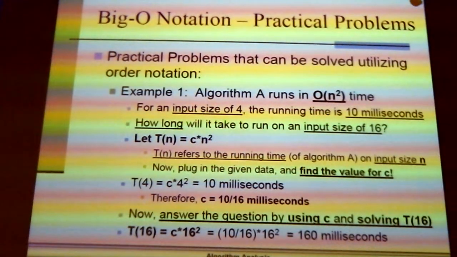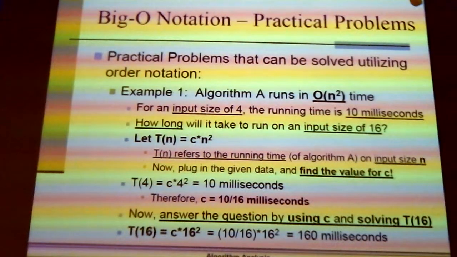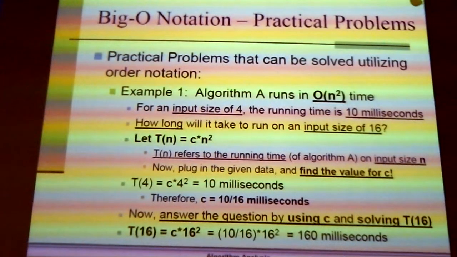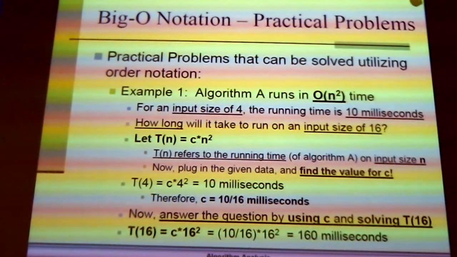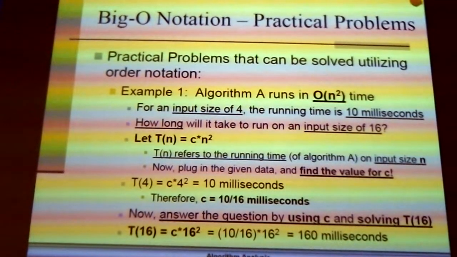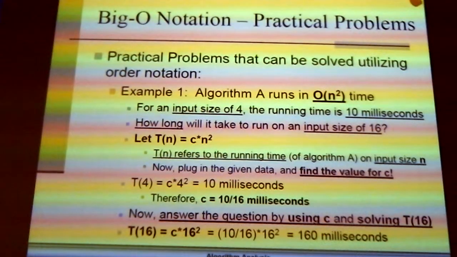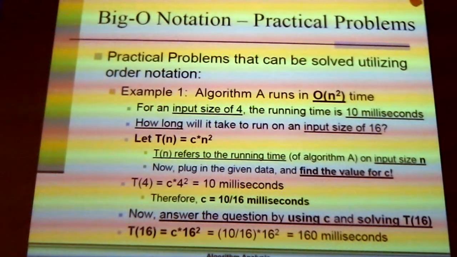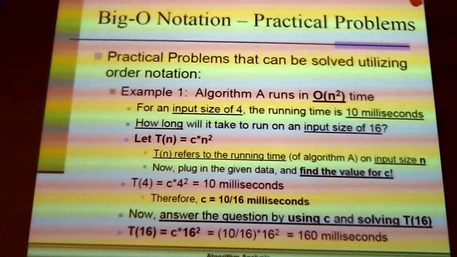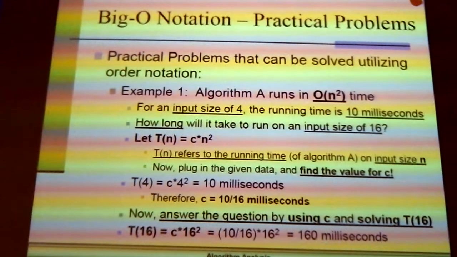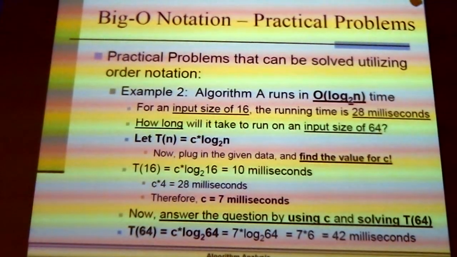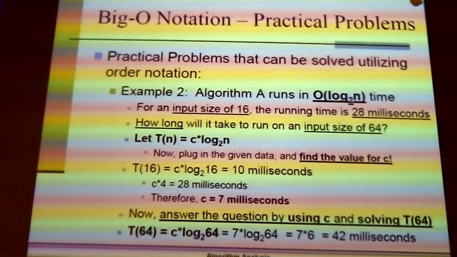And so now, how do we plug that back in so that we can find out T of 16? They told us what T of 4 is, but how do we get T of 16? Now we know what our constant is. We solved for that C right here, so now we can answer that question. We plug in our T of 16. So our constant times 16 squared is really 10 divided by 16 times 16 squared, and that ends up equaling 160 milliseconds. Because math is fun.